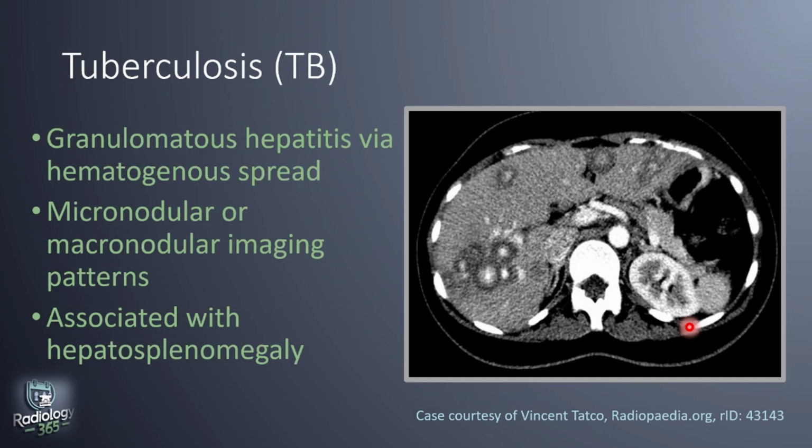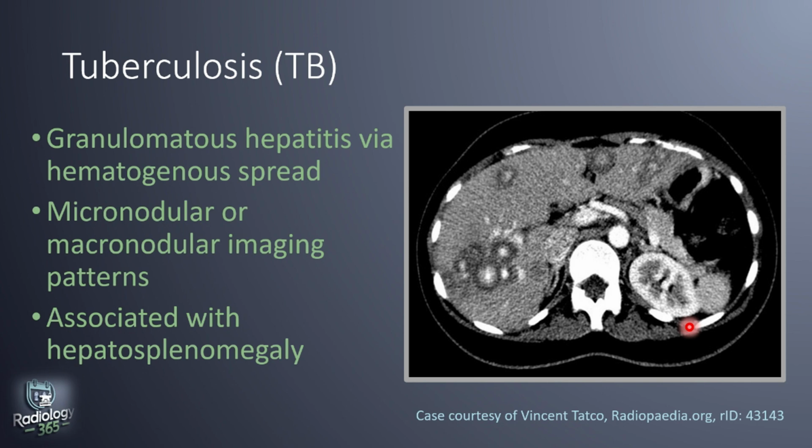Now to tuberculosis. Tuberculosis can spread from the lungs to the liver through the bloodstream, causing granulomatous hepatitis. On imaging, TB can look like multiple small hypoechoic, hypo-enhancing nodules when we have the micronodular pattern, or larger masses with variable enhancement where we have the macronodular pattern, which is rarer than the micronodular pattern. The micronodular pattern can appear like the miliary pattern that we see in pulmonary TB. You may also often see hepatosplenomegaly alongside any of these findings, whether the micronodular or the macronodular patterns.